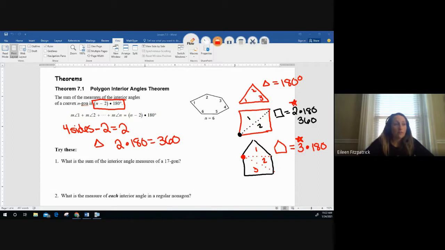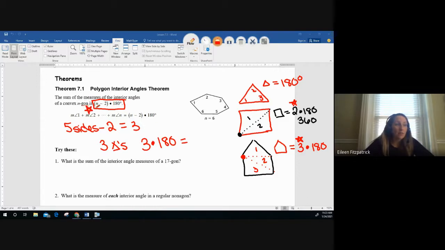For our five-sided figure, if there are 5 sides, you subtract 2. That equals 3. Remember, we saw that there were 3 triangles. And then you do 3 times 180 to get the interior angles of a five-sided figure. Okay, so that's where this formula comes from.